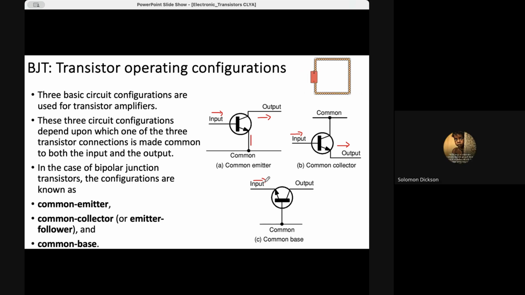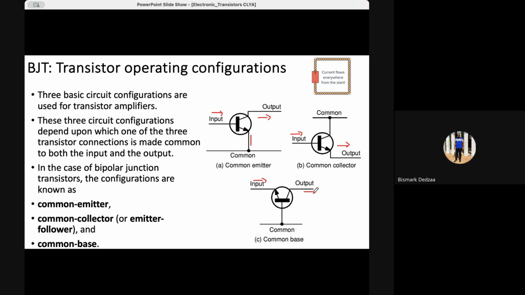The emitter. No, look at this one very well. It's going to be the emitter, where we have the direction, where we have this arrow, that is where the emitter is. And the output is going to be the collector. Is that okay? Sorry, the network was worrying me.